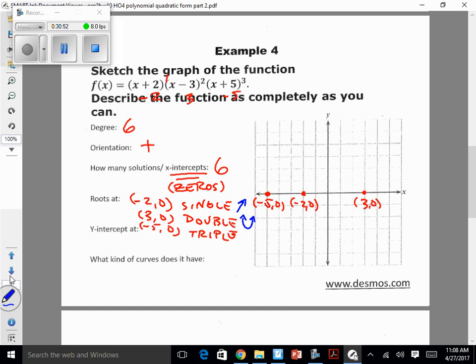All right. The y-intercept. Sure, let's do the y-intercept.